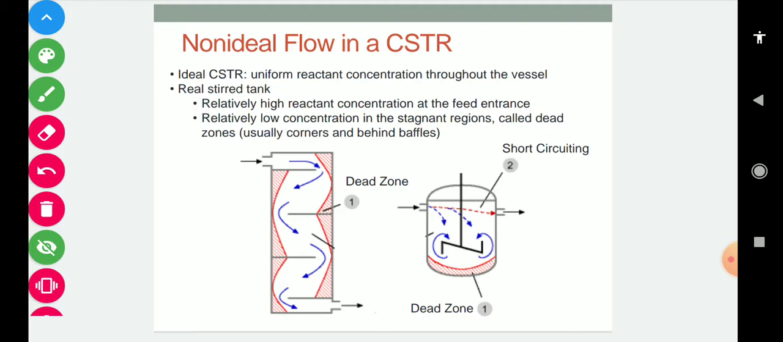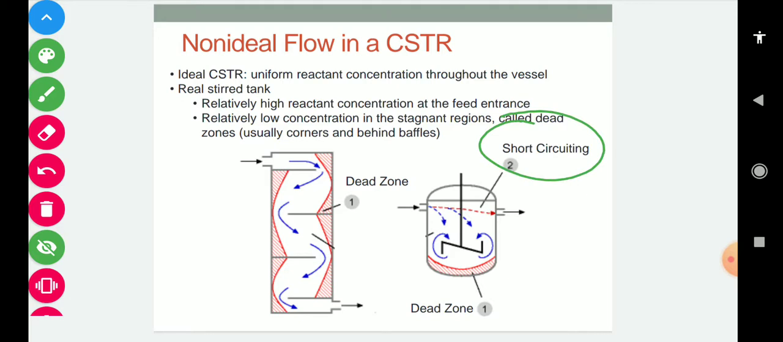And one more thing, there may be some short circuiting. For example, if any material enters at this point, instead of traveling through the whole reactor, it can come out from the reactor directly. In that case, that molecule will spend less time than the average time which other molecules spend in the reactor. So this is called short circuiting.